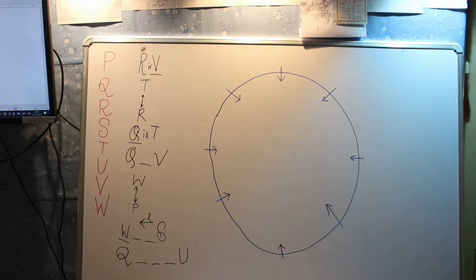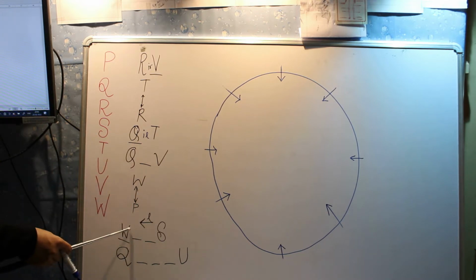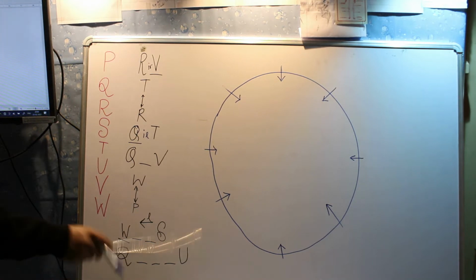Only one person sits between Q and V. W is opposite to P. W is third to the left of S. If this is S, first, second, third. W is third to the left of S. Arrow sign, above the arrow, small l. W is third to the left of S. Only 3 persons sit between Q and U.